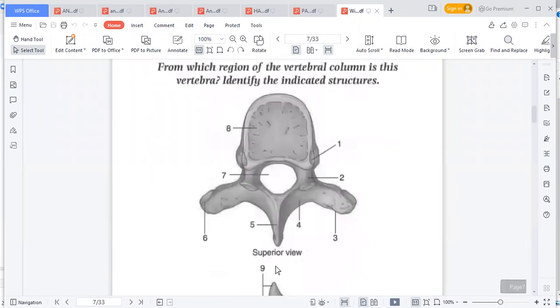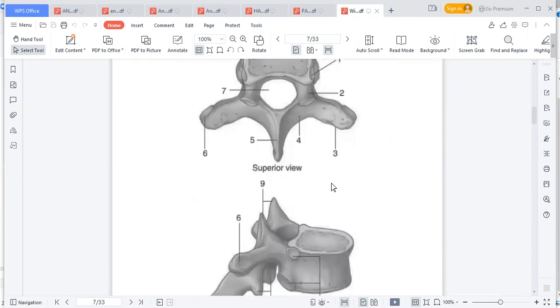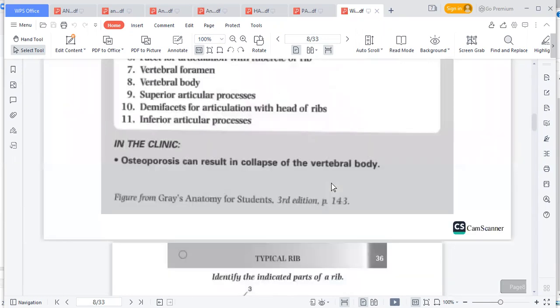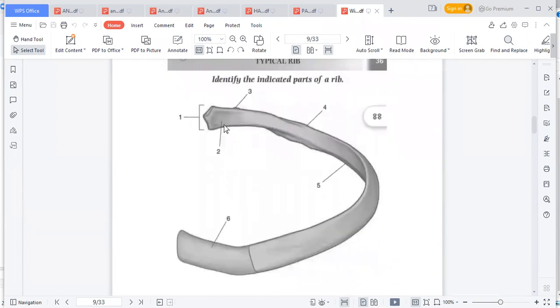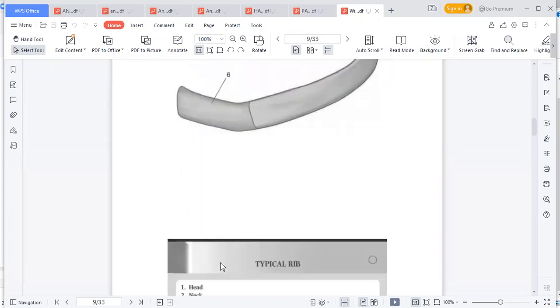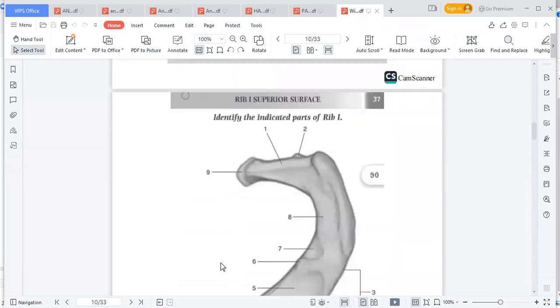The dens, these things, you need to know this, the superior something, the foramen. Go through these. But I want you to focus on this one, which came in our paper. I think you people have seen it. So I've got the head, should be the neck. 3 has its own name. Superior, inferior, groove of the vertebra, costal cartilage, typical rib. This was a tubercle, the one that I missed. This is rib number 1.